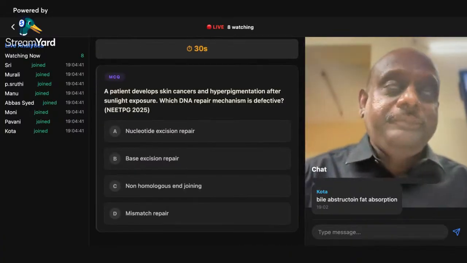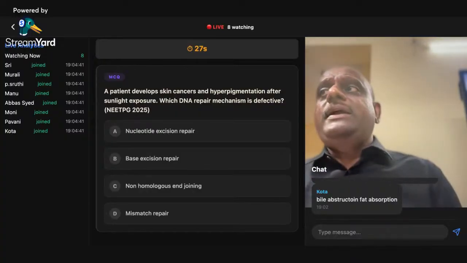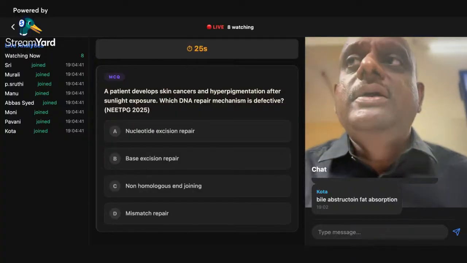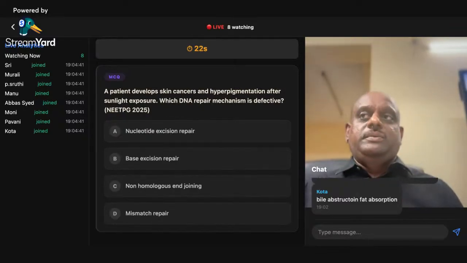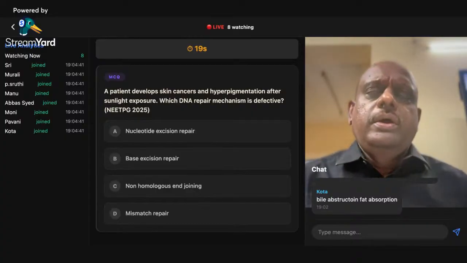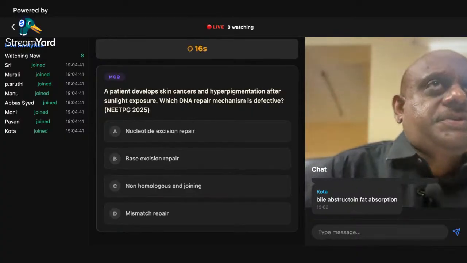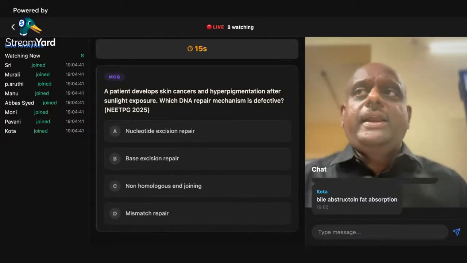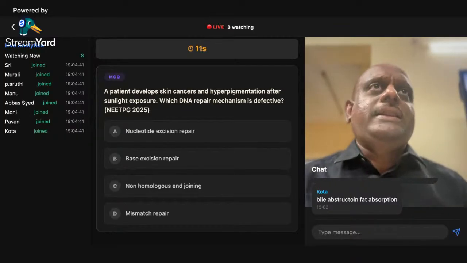Now, doctor, a patient develops skin cancer and hypopigmentation after sunlight exposure. What is the DNA repair mechanism which is defective? So, every NEET PG you go, one question comes on DNA polymerases. DNA polymerases, polymerase type 1, 2, what do they do and all that.